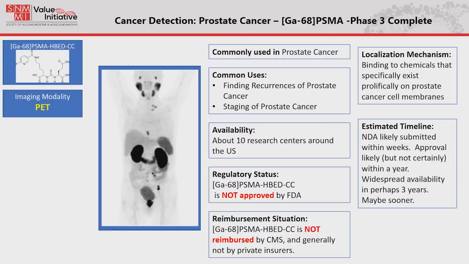At least that's what the literature is looking like. There is a phase 3 study that was completed between the University of California at San Francisco and UCLA. They are literally a couple of weeks away from submitting their new drug application. We hope that they get this in. Approval is likely, but not certainly, because that's up to FDA. Within about a year. Widespread availability would be maybe 3 years or so.